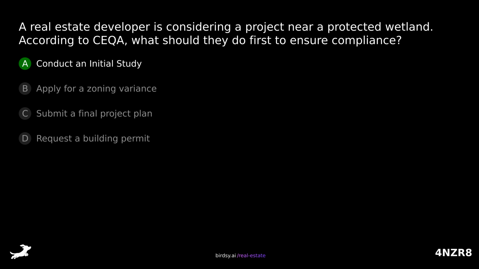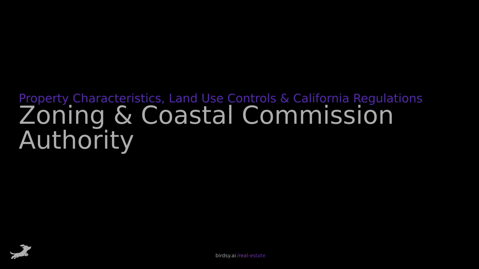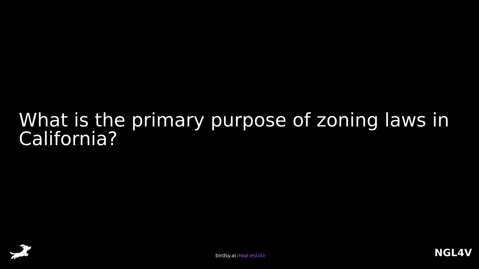The answer is A. Conduct an initial study. The developer should conduct an initial study to determine the environmental impacts and whether an EIR is needed. Zoning and Coastal Commission Authority. What is the primary purpose of zoning laws in California?